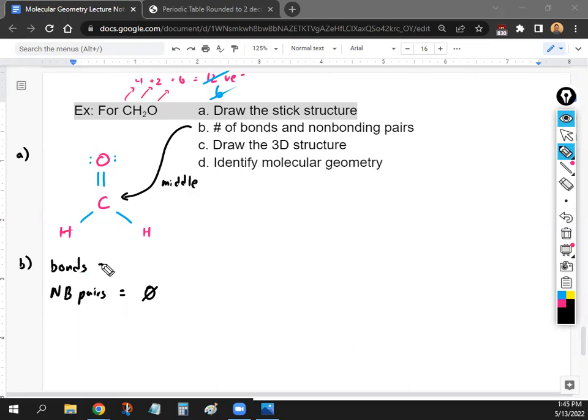Okay, for the bonds, it might be tempting to say 4 because there are 4 lines, right? However, there are actually 3 bonds. And the reason why is because if you guys take a look at these lines, if there's only 1 line, what kind of bond is that called? Single bond. So inside of this molecule, there are 2 single bonds. Exactly, and 1 double bond because there are 2. So that's actually 3 bonds. Okay.